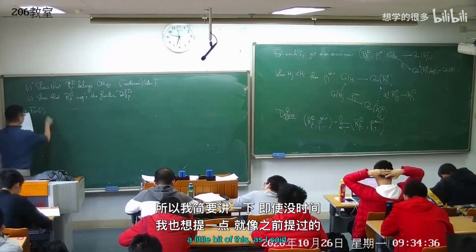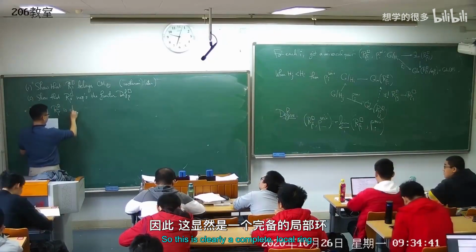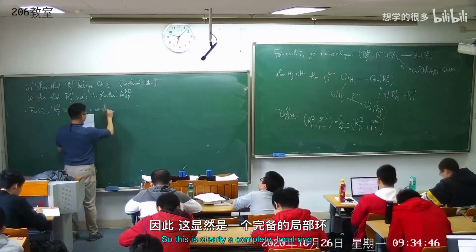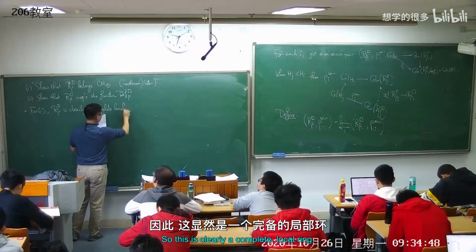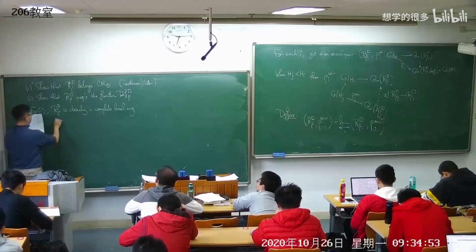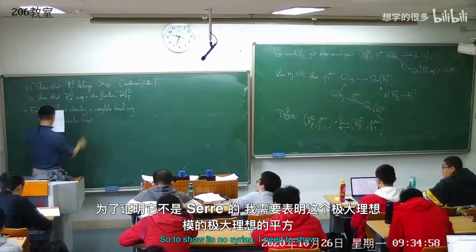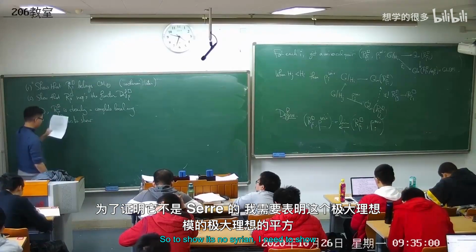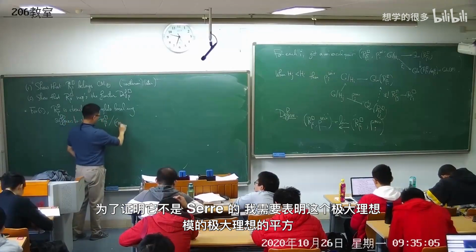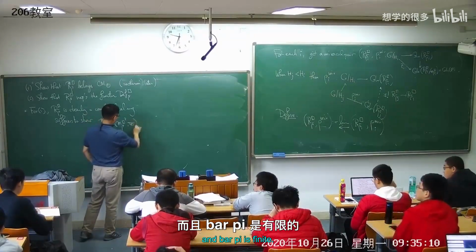As I said, this is clearly a complete local ring. But I need to show it is Noetherian. To show it's Noetherian, I need to show that somehow its maximal ideal modulo maximal ideal squared, as a vector space over the residue field, is finite.